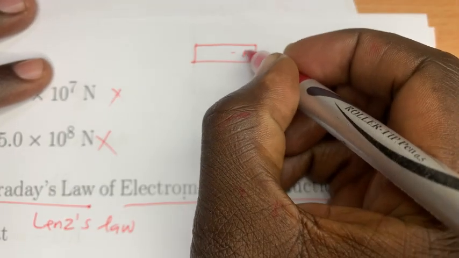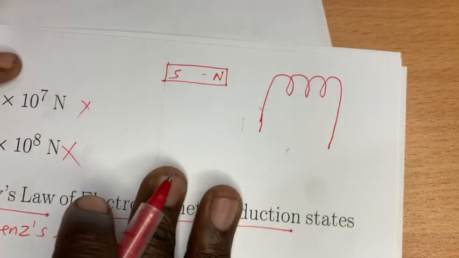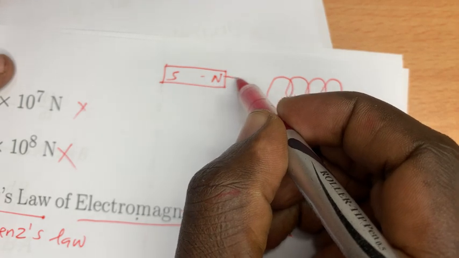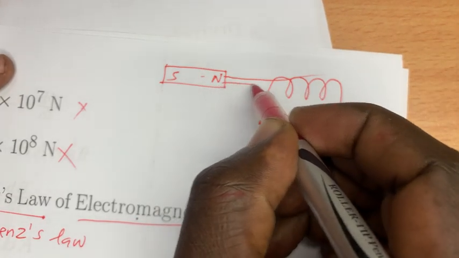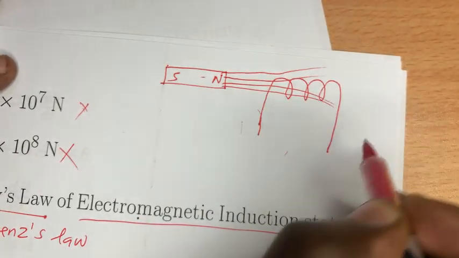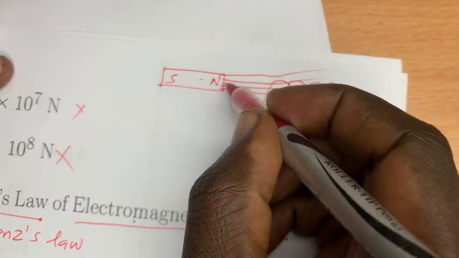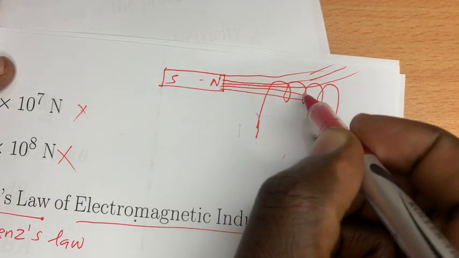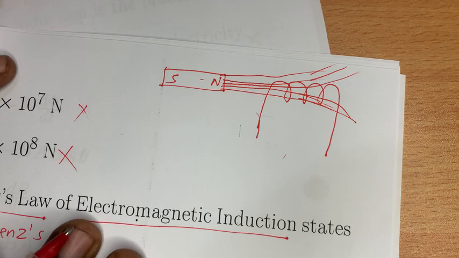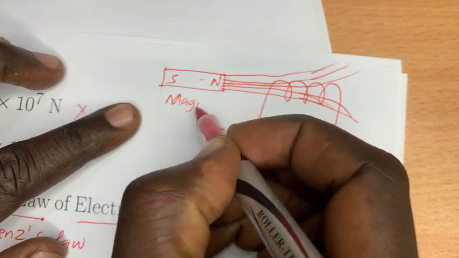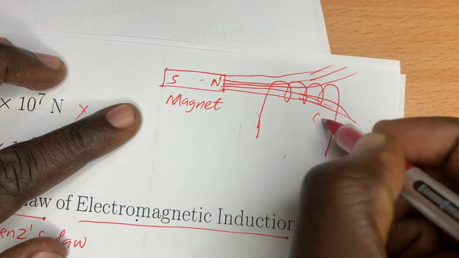This is the north pole of the magnet and this is the south pole of the magnet. We know that we have magnetic field lines here, and the field lines are linking with the coil here. The field lines are linking with the coil. This is a magnet and this is a coil.